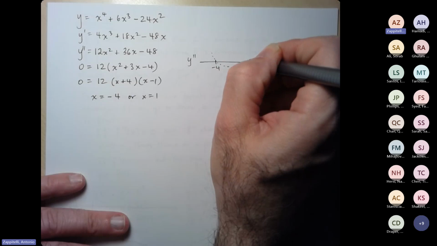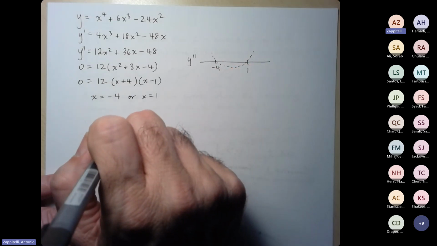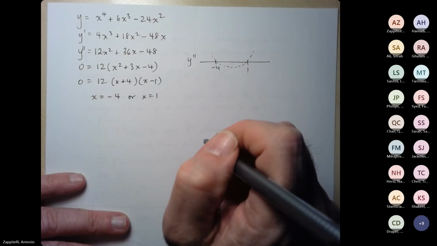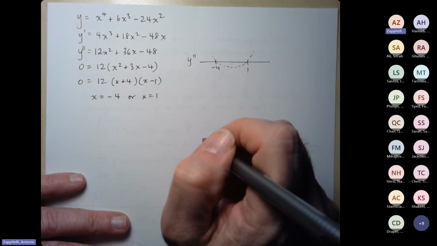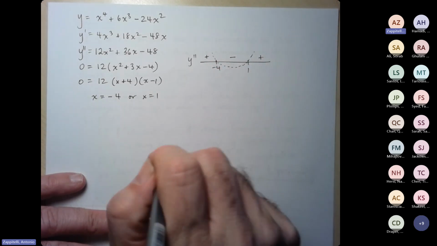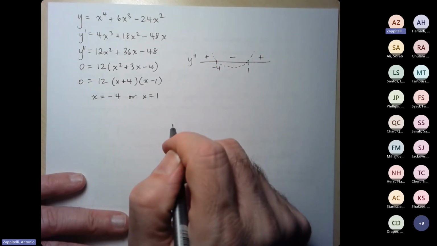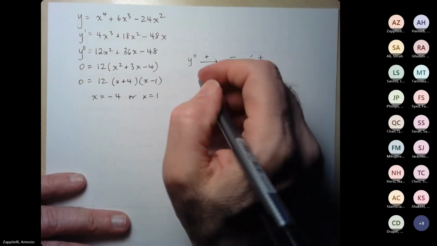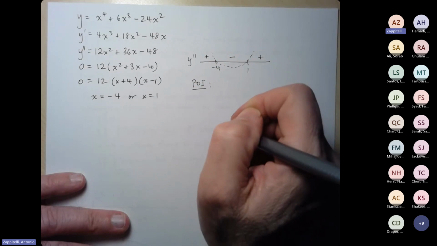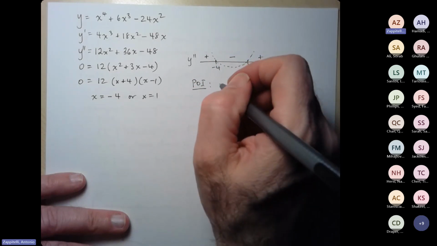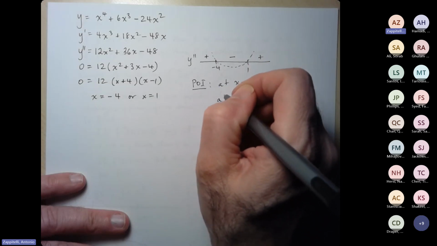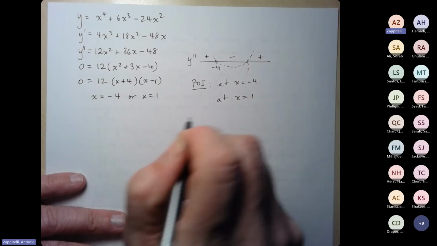So it's going to look something like this. So I don't actually need to test the signs. It's going to go from positive to negative to positive. And so that means this function has 2 points of inflection. So we have a point of inflection at x equals -4, and we have a point of inflection at x equals 1.